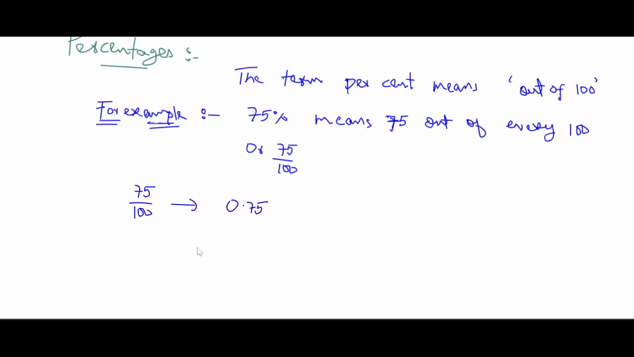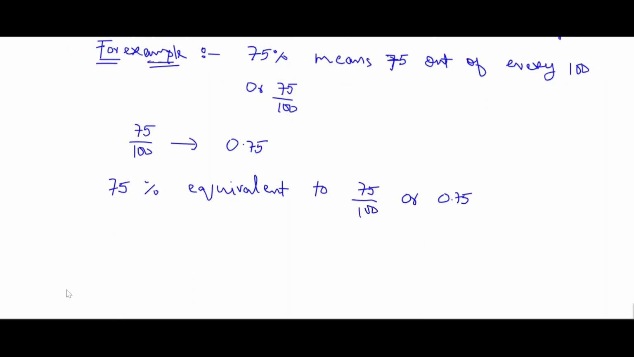So 75% is equivalent to 75 divided by 100, or 0.75 in decimal form. There are some fractions, decimals and percentages that you should understand. I'm writing those. You should memorize them.